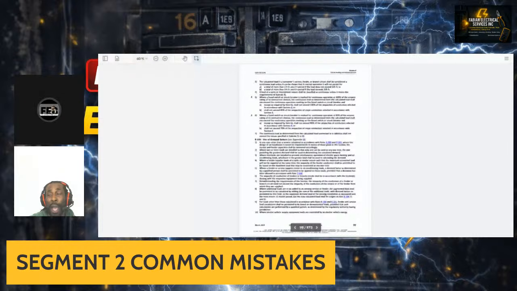So if you're using 14 2 wire, it goes on a 15 amp breaker. If you're using a 12 2 wire, it goes on a 20 amp breaker. If you're using a 10 3 wire, it goes on a 30 amp 2-pole. If you are using an 8-3, it goes on a 40 amp 2-pole breaker. So that's the rule out of the OESC 2024 code book.